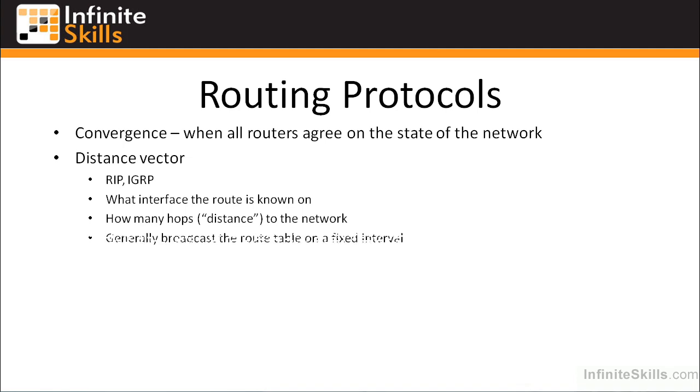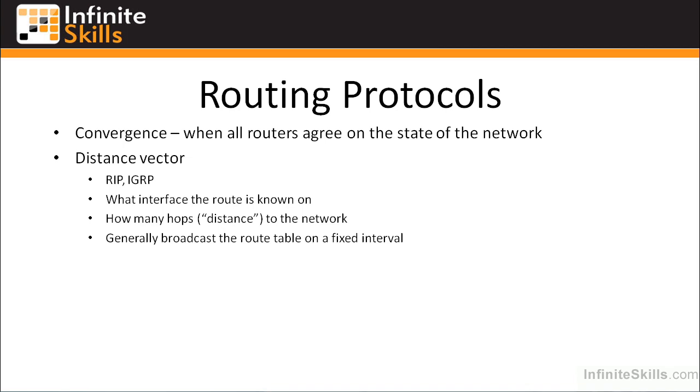Distance vector protocols generally broadcast their route table on a fixed interval. In the case of RIP, it's about every 30 seconds unless you change the defaults. And so as we discussed when we talked about convergence, this can lead to a very high convergence time, because the more routers you have in your network, the more 30-second intervals it will take before the addition or deletion of a route makes it from one end of the network to the other.